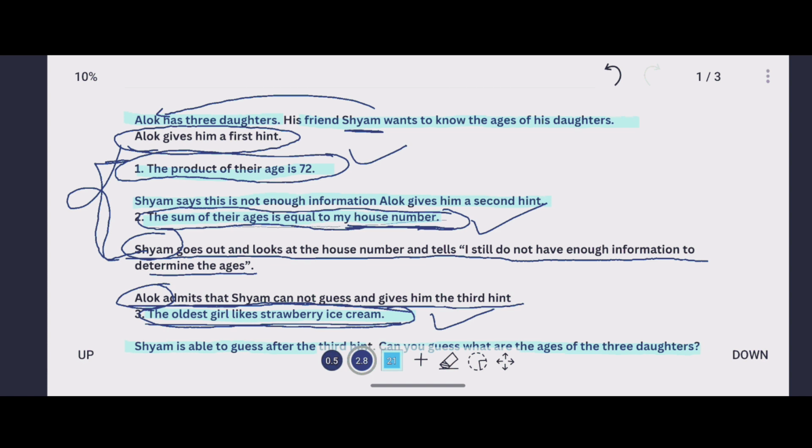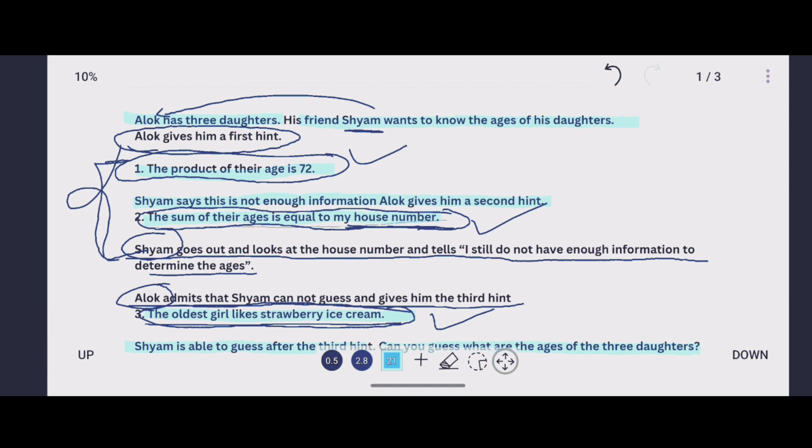So I would like to request you to pause this video and try to solve this puzzle by yourself, and let's see if you can find the solution, right? And if you find the solution, then we can see the solution, and if you don't find the solution, then don't worry, because now we will be taking a look at the solution, right?